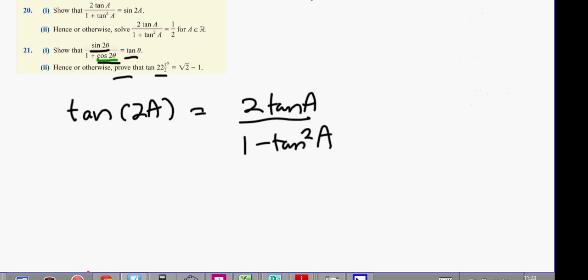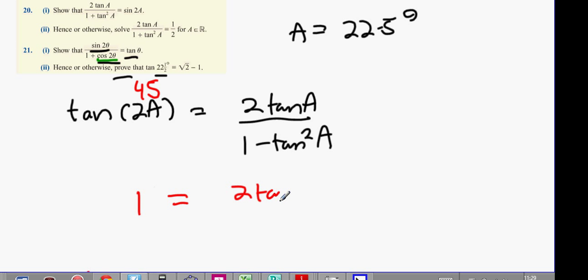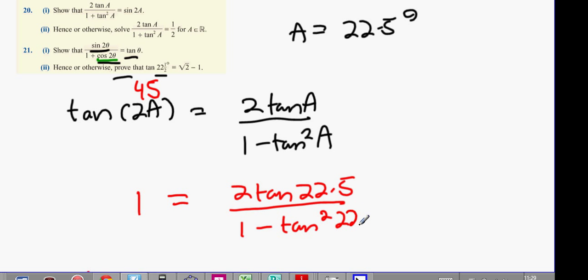So what I'm going to say is this. Let A equal 22.5 degrees. Okay? This means tan 2a is what? 45. And tan 45 is 1. Tan 45 is 1, and this equals 2 tan 22.5 divided by 1 minus tan squared 22.5. The whole point of the question is to get tan 22.5 on its own.